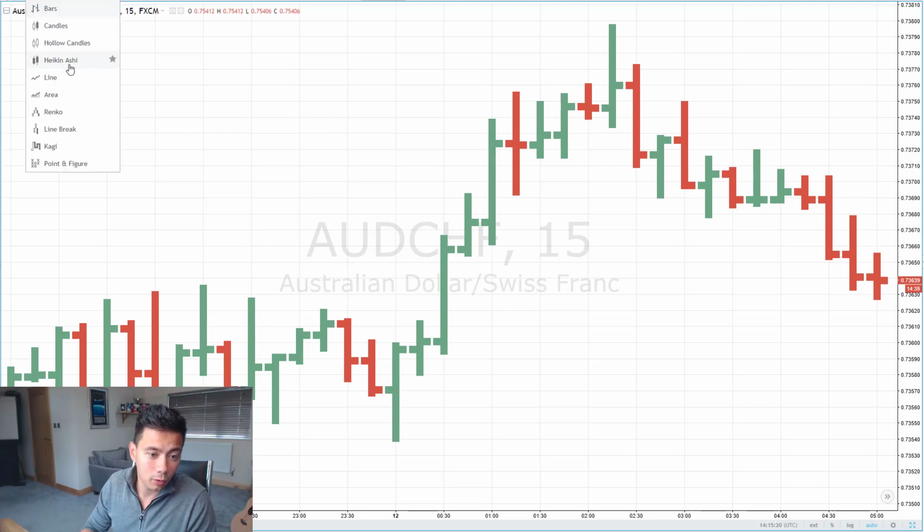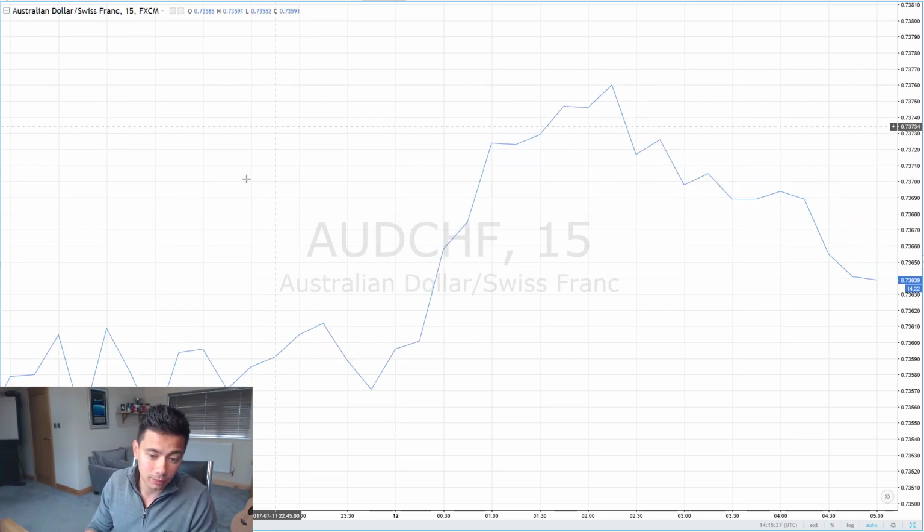You've then got different types of candles: Heikin-Ashi candles, Renko, range. We won't go into all of those because they're kind of specialist candlestick types. They are useful, but I don't think you will be using them. The only other one that you might look at to begin with is something called a line chart.